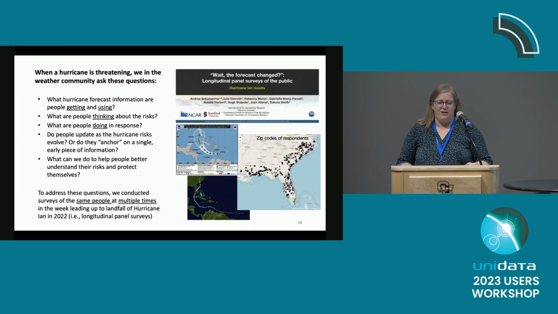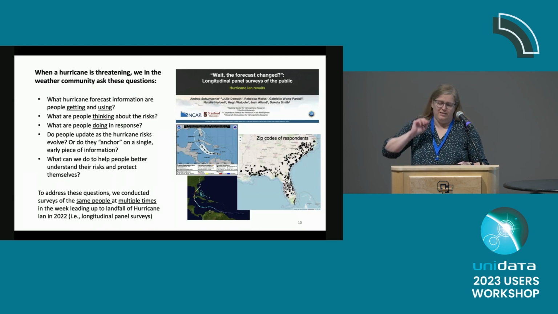So what hurricane forecast information are people getting and using? What are people thinking about the risks? What are people doing in response to these risks and perceptions? Do people update as the hurricane risks evolve, or do they anchor on a single early piece of information? That's been a big one in the Weather Service. And what can we do to help people better understand their risks and protect themselves?